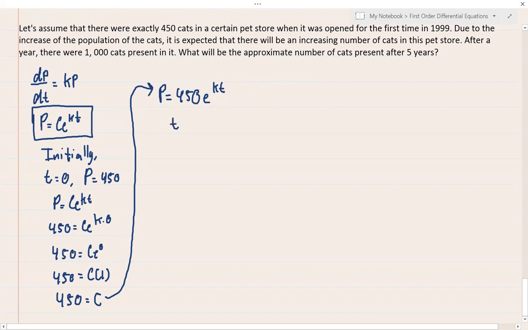So yeah, we have after a year. So meaning after 1 year. Okay? There were 1,000 cats present. Yan. So mangyari dyan, if we have this formula, P is equal to 450 e raised to kt, we will have 1,000 is equal to 450 times e raised to k times 1, or k lang siya because k times 1 is k.